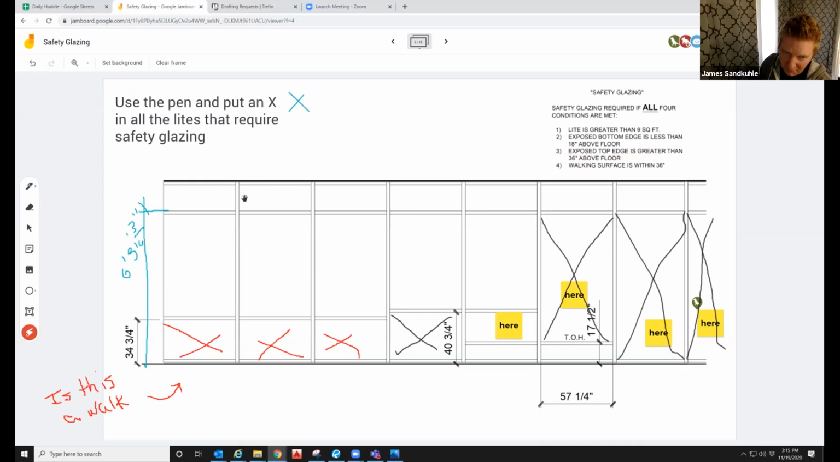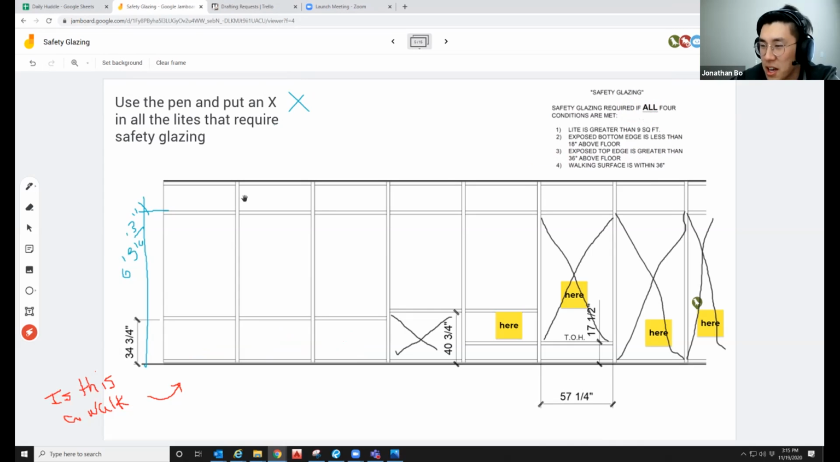So you got 3 out of the 4. With all 4 conditions, what does that tell you? No safety glazing required. Oh, you erased your X's. Okay, let's move on to this one. Greater than 9, bottom edge is less than 18, yes. Exposed top edge is greater than 36 inches, yes. It's within a 36-inch walking surface, so that requires safety glazing, very good.